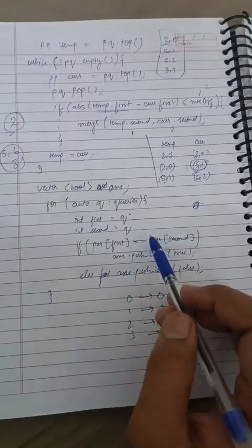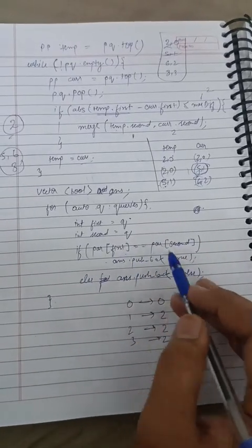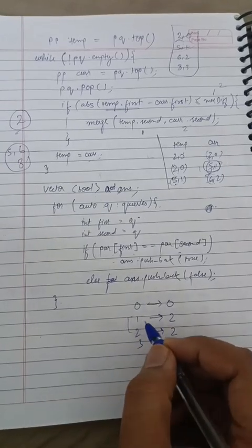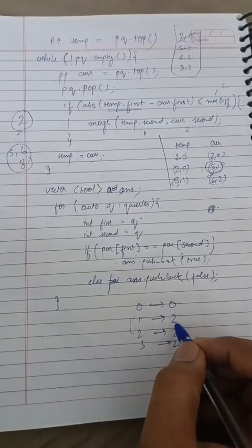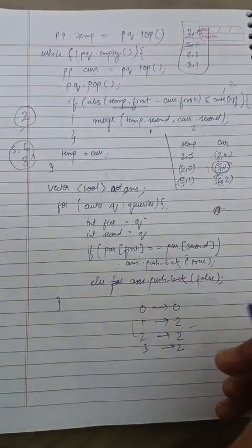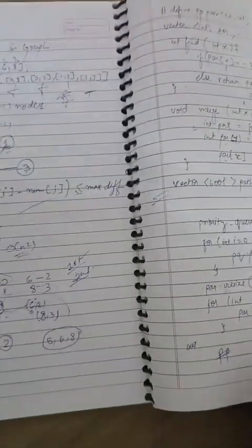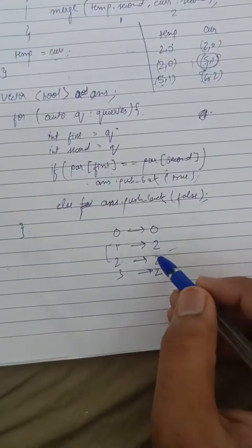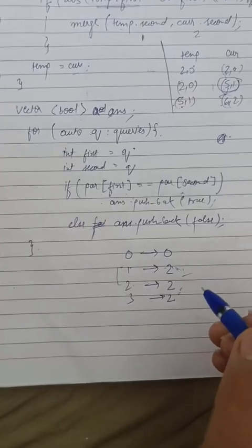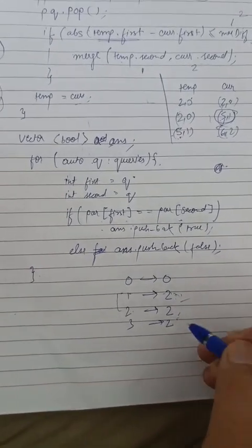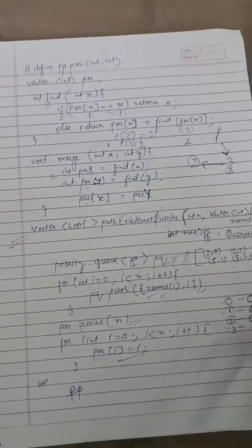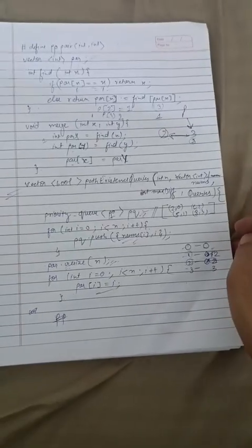So I will fetch the queries and check whether the parents are the same. Let's say 1, 2. Both have the same parent, so the answer will be true. Let's say there was a case 1, 3. Here also, both have the same parent, right? That means they belong to the same group, so that will return true. So that was all about the code, the CPP code.